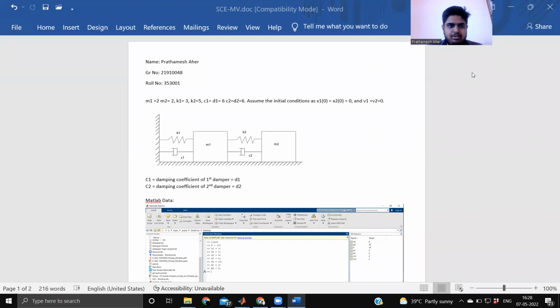I am presenting a MATLAB Simulink diagram and example.